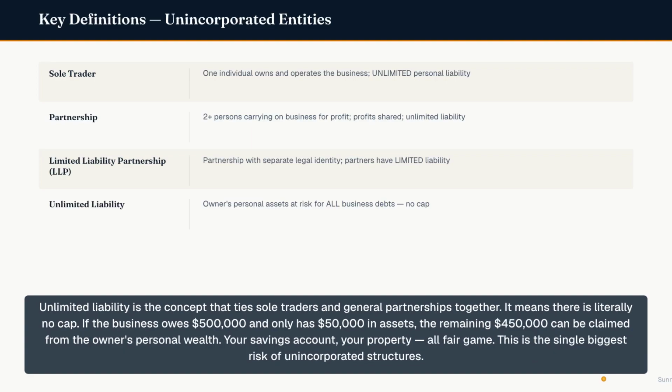Unlimited liability is the concept that ties sole traders and general partnerships together. It means there is literally no cap. If the business owes $500,000 and only has $50,000 in assets, the remaining $450,000 can be claimed from the owner's personal wealth. Your savings account, your property, all fair game. This is the single biggest risk of unincorporated structures.